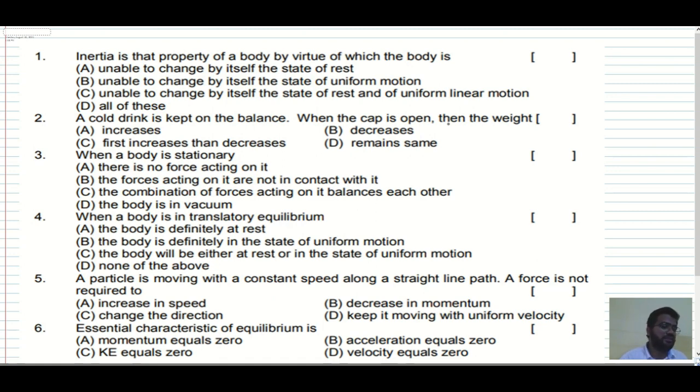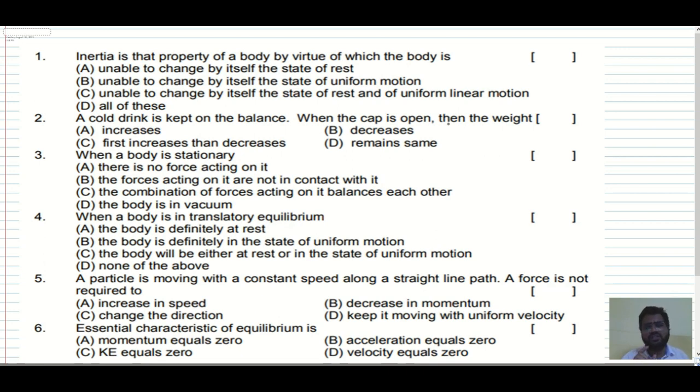Okay, so firstly you have to understand what inertia is over here. Inertia is nothing but the inability of a body to change its state of rest, state of motion and state of direction. It is just the resistance to the rest. It is just the resistance to the motion. It is just the resistance to the direction, isn't it?